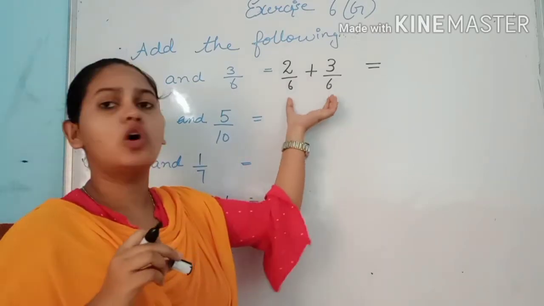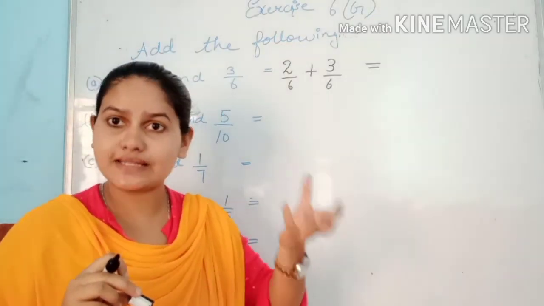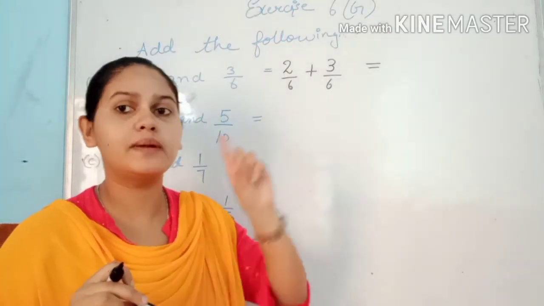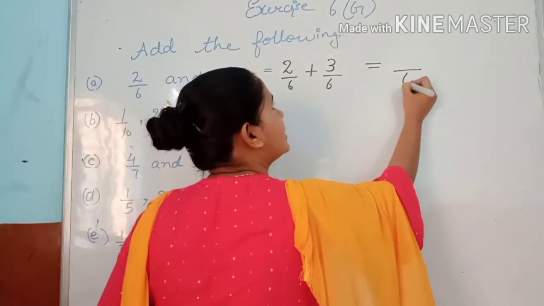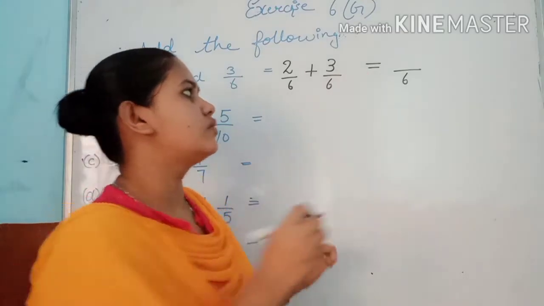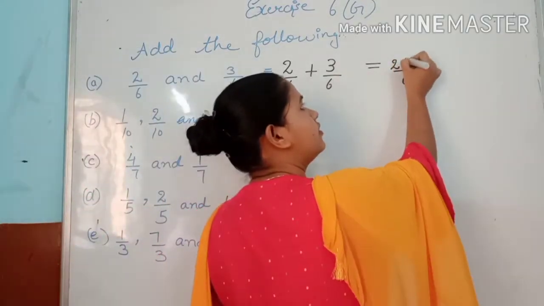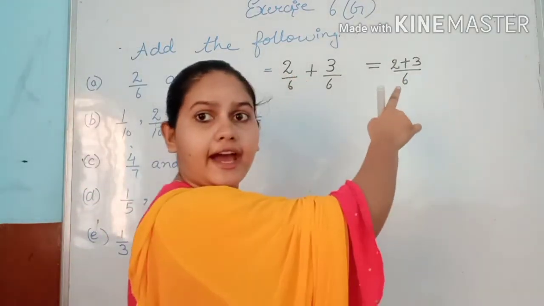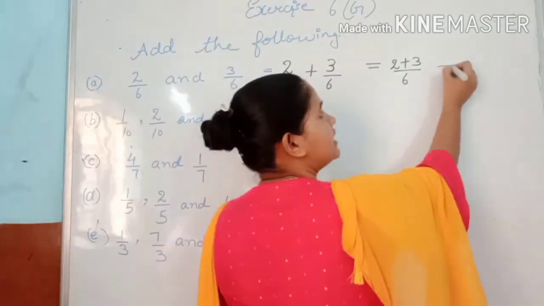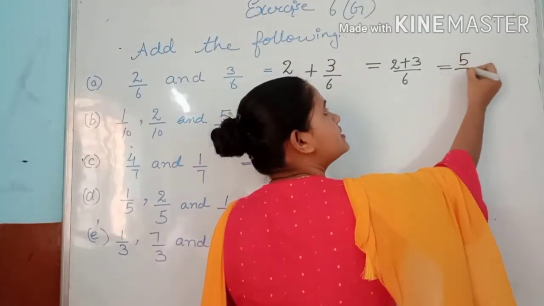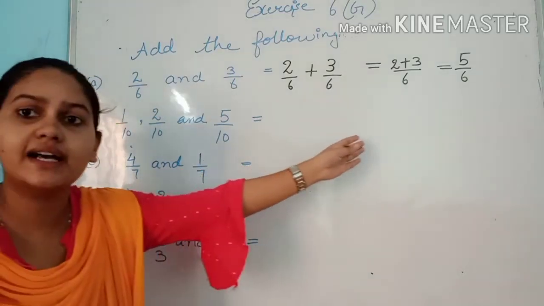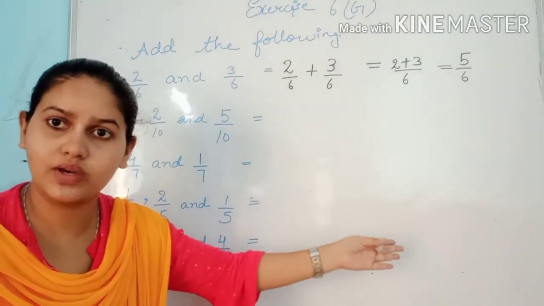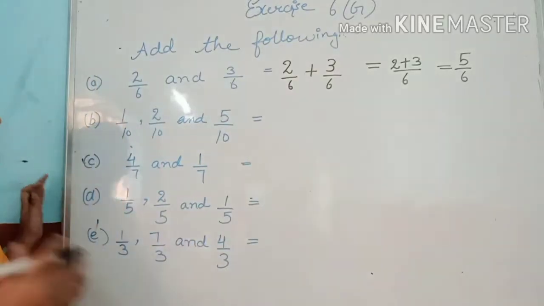When the two or more denominators are the same, that will be taken as 1, which means the same. So 6 will be here, and 2 and 3 we are going to add. When we add 2 and 3, you can see it becomes 5 over 6. So when we add fractions like this, we get our answer, 5 by 6. Okay, so then come to the next one.